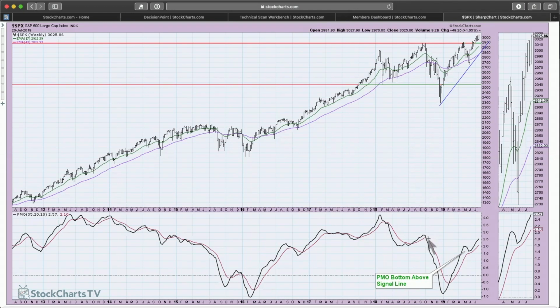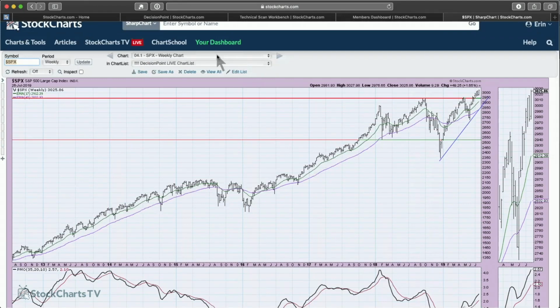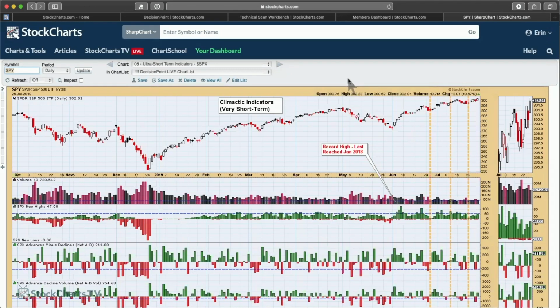All right. PMO is above the signal line. PMO looks pretty good. It looks like it just accelerated a little tiny bit here as we did make the new all-time highs.